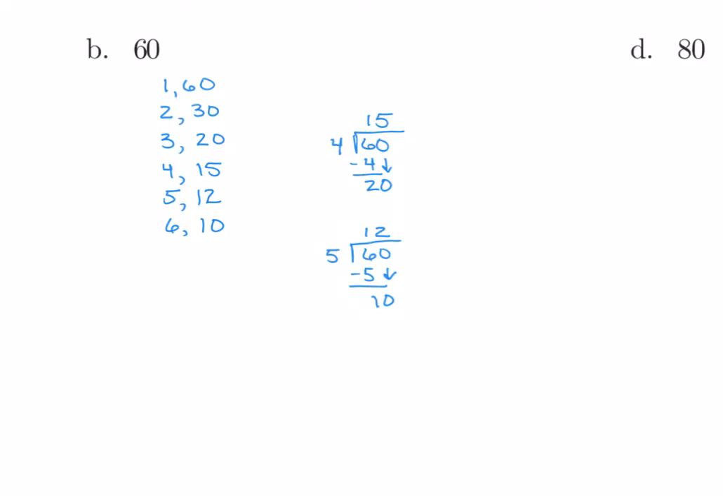6 plus 0 is 6, and that's not divisible by 9, so the number is not divisible by 9. And it is divisible by 10, which is already on our list. So our factors for 60 are 1, 2, 3, 4, 5, 6, 10, 12, 15, 20, 30, and 60.